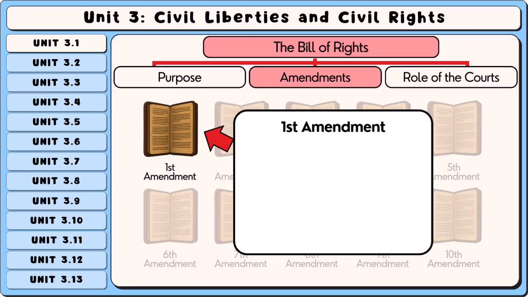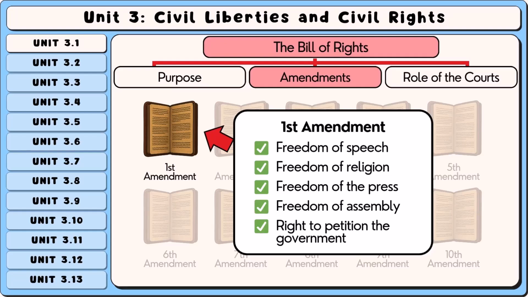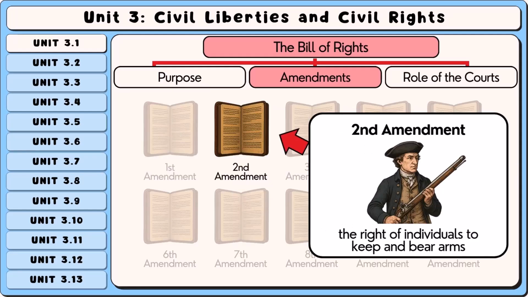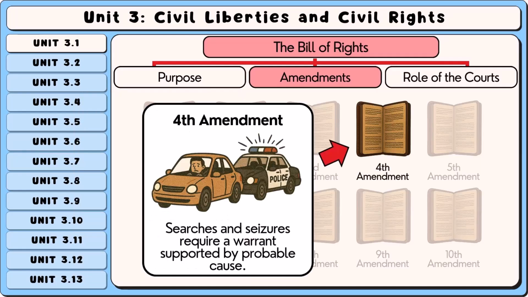The First Amendment protects the rights to free speech, freedom of religion, freedom of the press, the right to assemble peacefully, and the right to petition the government for changes. The Second Amendment protects the right of individuals to keep and bear arms. The Third Amendment states that the government may not force people to quarter soldiers in their homes during peacetime without their consent. The Fourth Amendment protects people from unreasonable searches and seizures by requiring a warrant supported by probable cause.